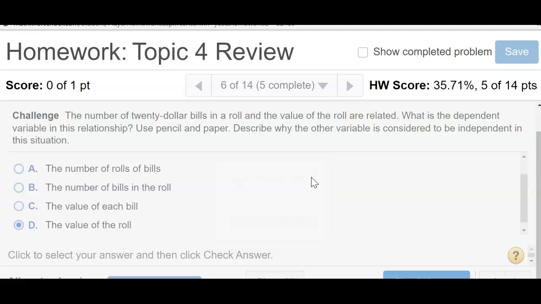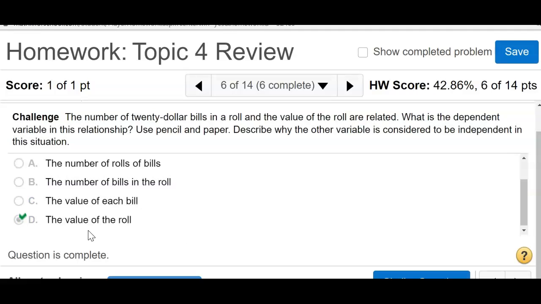All right, so the value of the roll. A lot of people had B, the number of bills in the roll. We have to see how many bills are in the roll. The result is the value of that roll. So what comes first is the number of bills. The total would be your result. Is everyone okay with that?